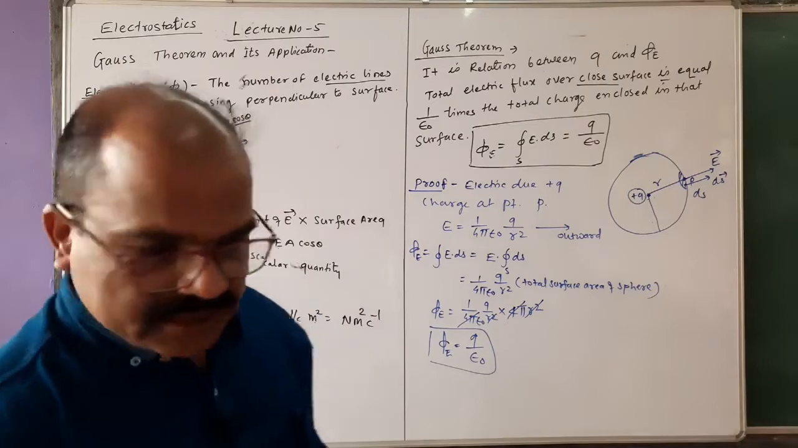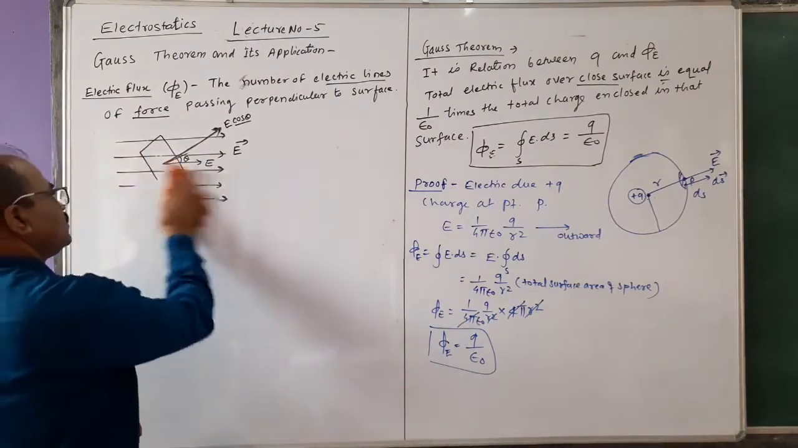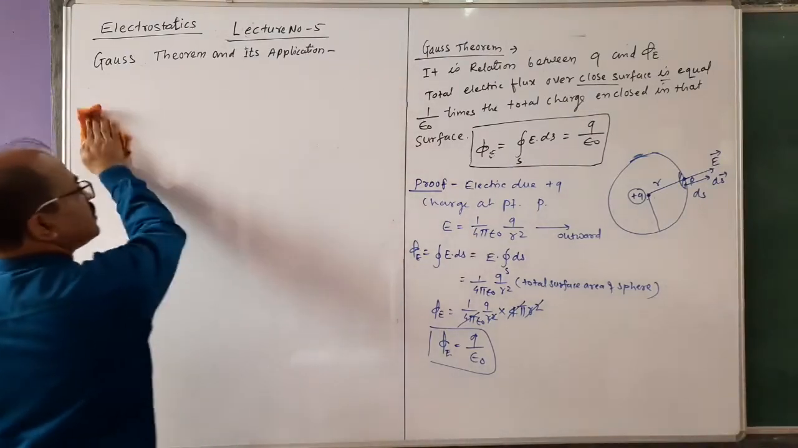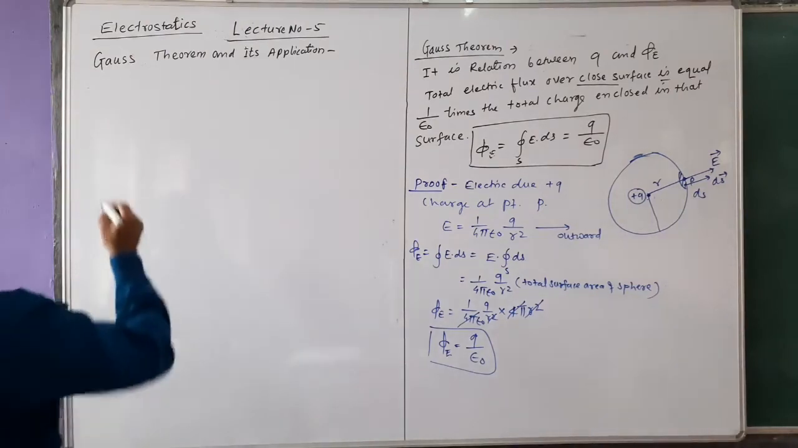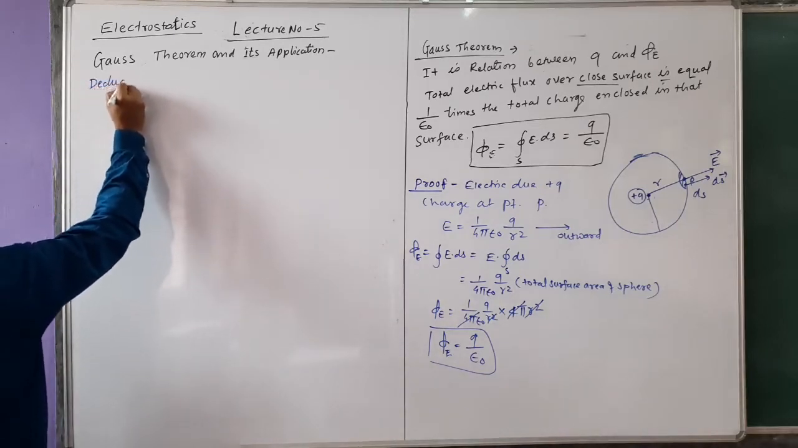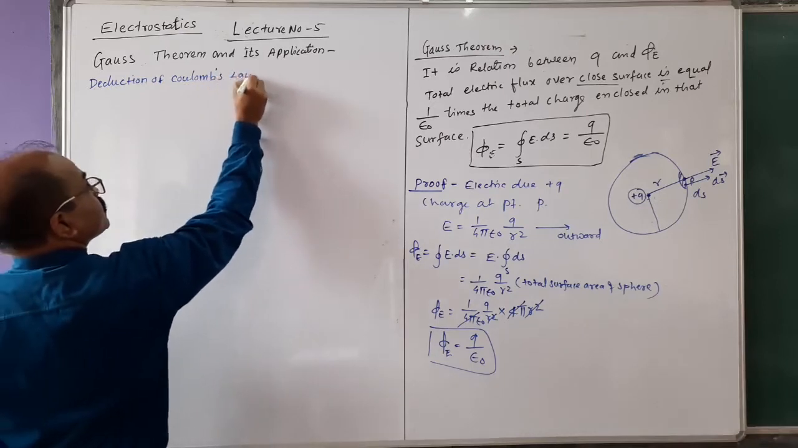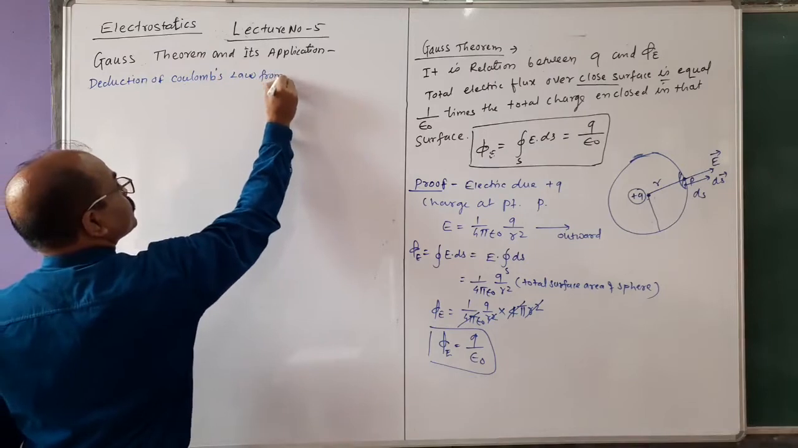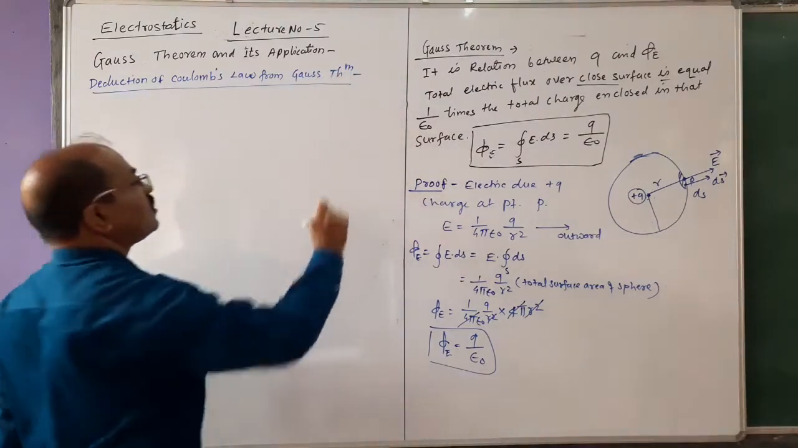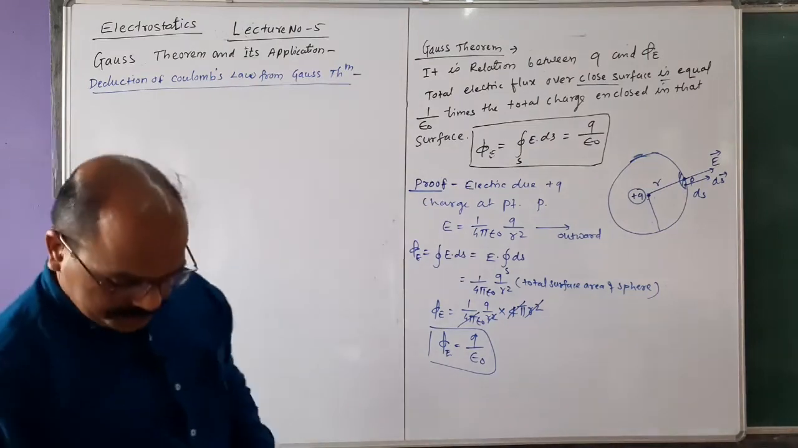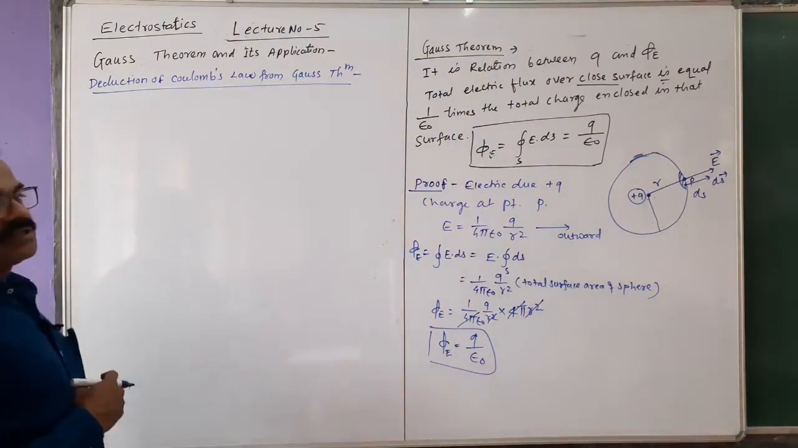Now next we can discuss how Coulomb's law is derived from the Gauss theorem: the deduction of Coulomb's law from the Gauss theorem.